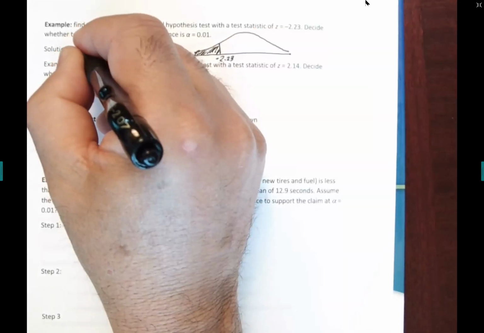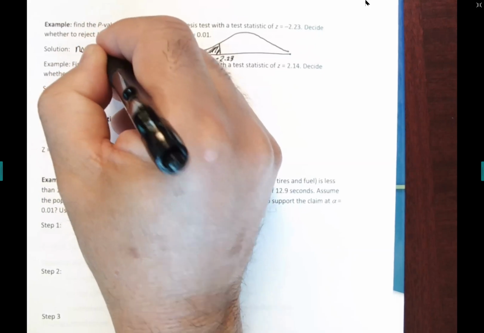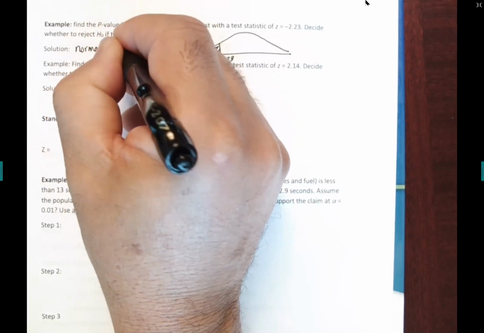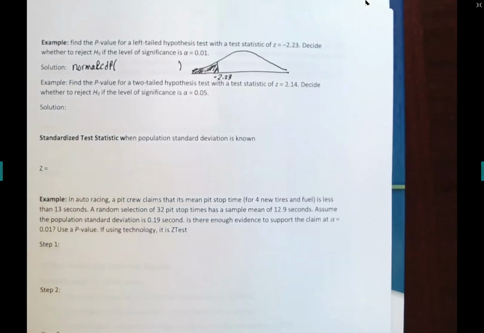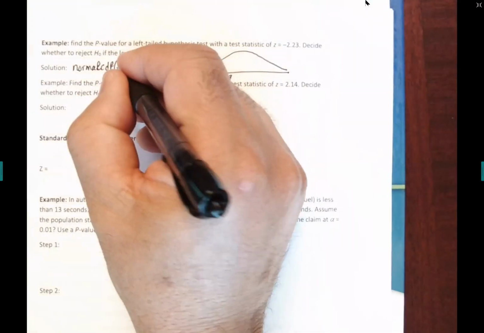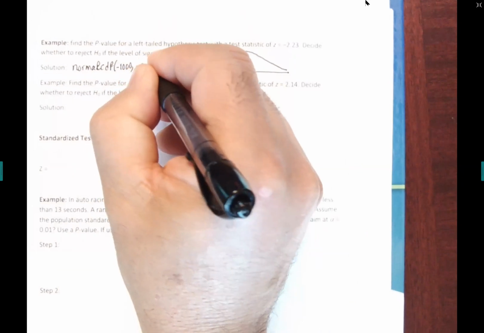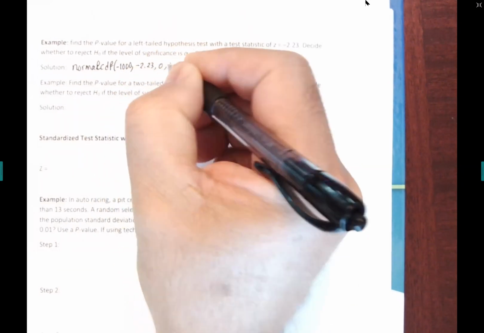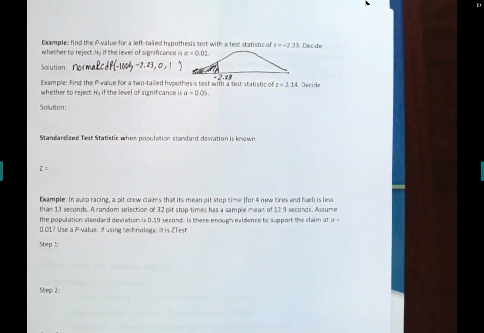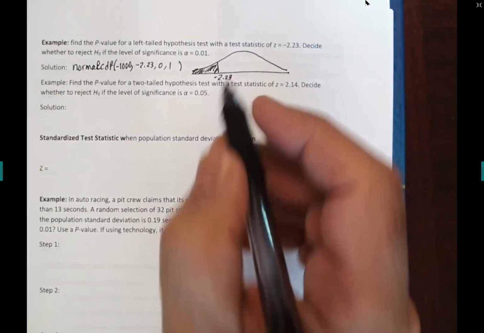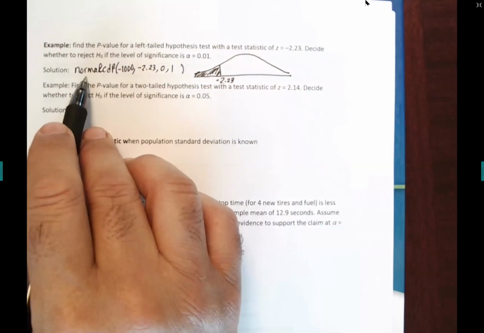It is a normal CDF function. And can you guys help me put the 4 arguments here? What are they? What is the left bound here? Minimum is negative a million. Negative a million, negative 1,000 is good. Then negative 2.23, then a 0, then a 1. What you guys said, area 0, 1, it's the inverse norm, is to find z, but we have z and we need a probability. Probability is always normal CDF.